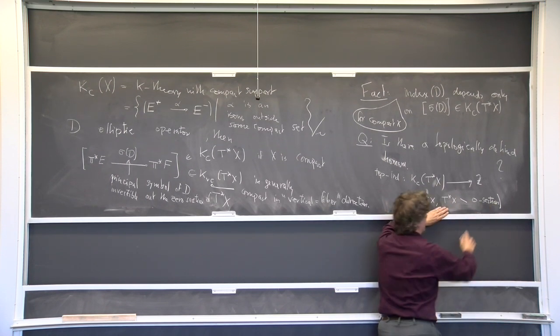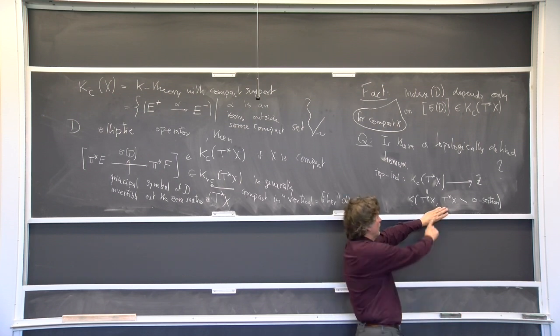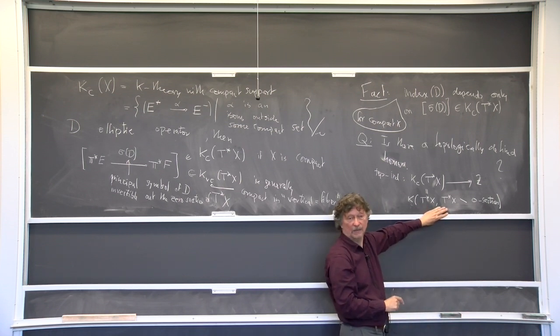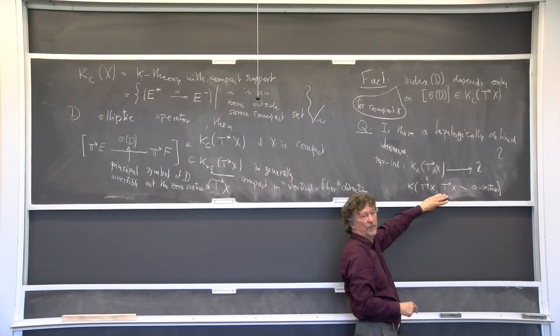Since on this region your principal symbol is invertible, therefore you can view it as a relative K-theory class living in that relative, everything away from the zero section.